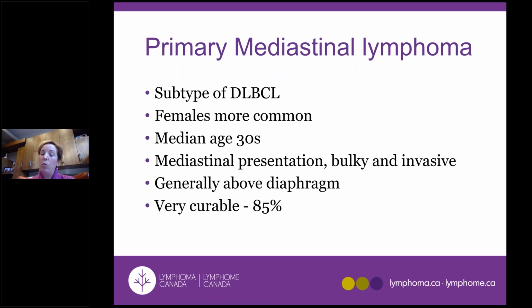I'm just going to briefly talk a little bit more about primary mediastinal lymphoma. It's generally considered separately from DLBCL overall, although when patients are diagnosed under the microscope, it can look very similar to any other DLBCL. This is one type of lymphoma that's slightly more common in females and tends to occur in a younger age group. It has a very specific way that it presents, so within the mediastinum, which means within the chest, with very bulky and often invasive disease. And usually the lymphoma is mostly above the diaphragm. It's very curable with our current therapies, but is treated slightly differently than DLBCL overall.